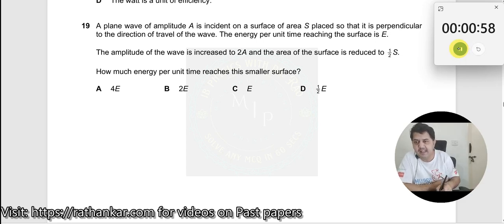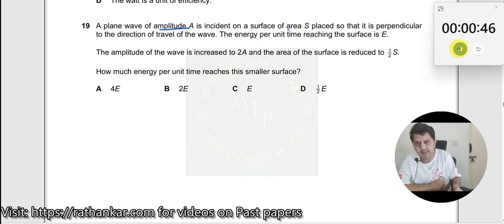Okay, question number 19. A plane wave of amplitude A is incident on a surface of area S placed so that it is perpendicular to the direction of travel of the wave. Somewhere amplitude is given, surface area is given. Whenever amplitude is given, you can find intensity, which is I proportional to A squared.